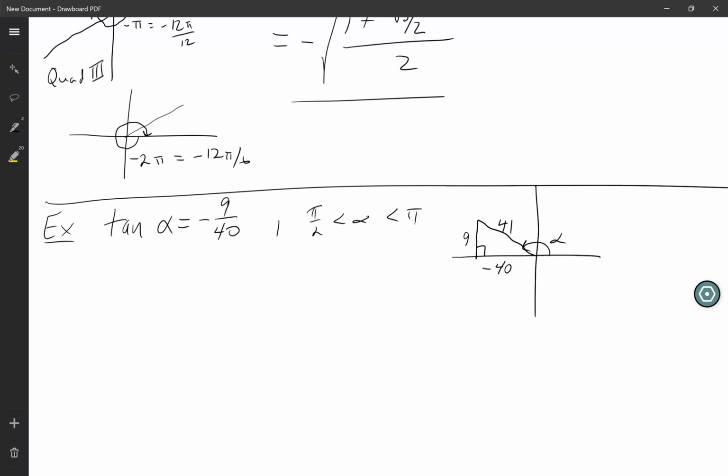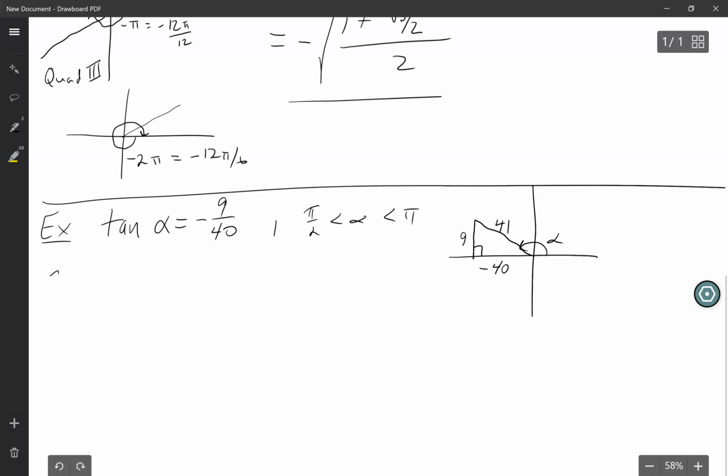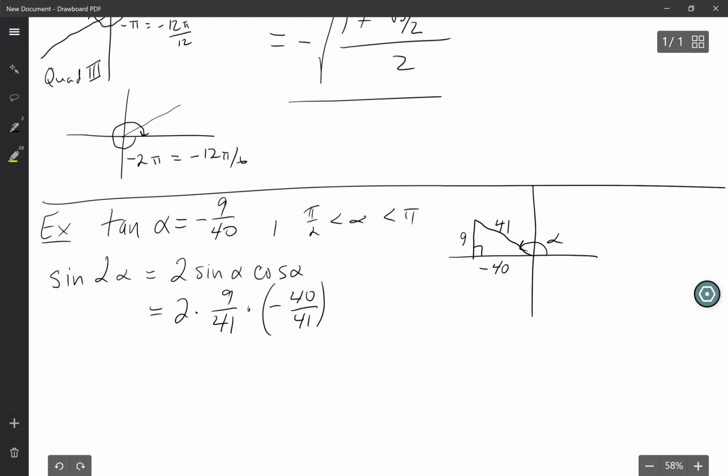Okay. So let's see if we can use this triangle now to solve some different problems. Let's say you wanted to do sine of 2 alpha, for instance. Sine of 2 alpha using our formula would be 2 sine alpha cosine alpha. That's our double angle formula for sine. Looking at the triangle, sine of alpha is 9 over 41, and cosine of alpha is negative 40 over 41. You could simplify your arithmetic if you want to, but as far as I'm concerned, that's a perfectly acceptable answer.